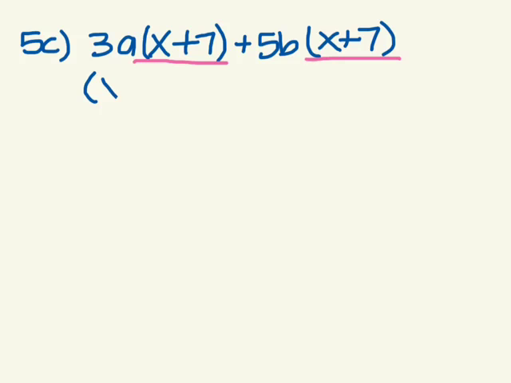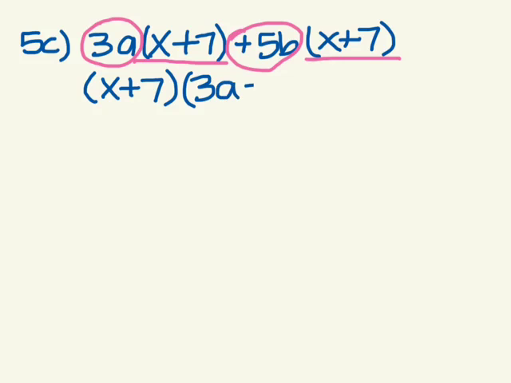So if I pull that family out, or factor that family out, I am left with x plus 7, which is what I pulled out. I'm left with 3a and a 5b. And the correct way to write what's left over is to put that in parentheses. So you'd have 3a plus 5b.